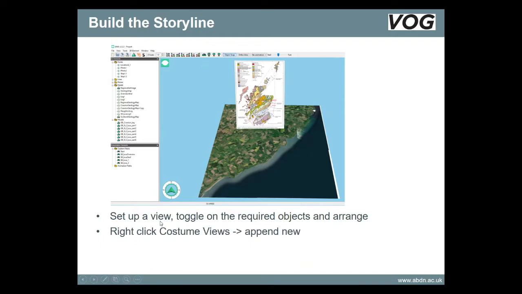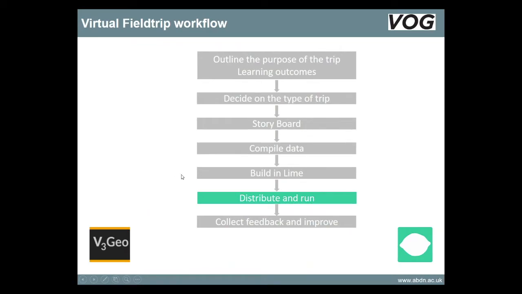So that's basically building the storyline. I set up the views, I click custom views, append new, and I give it a name that's logical for me so I can remember it again, and then I do the next one. You can also drag these things up and down and move them around, which is good. I'll keep going, and then I'll give you a quick demo at the end. Just a few slides on how we distribute these things and run them.